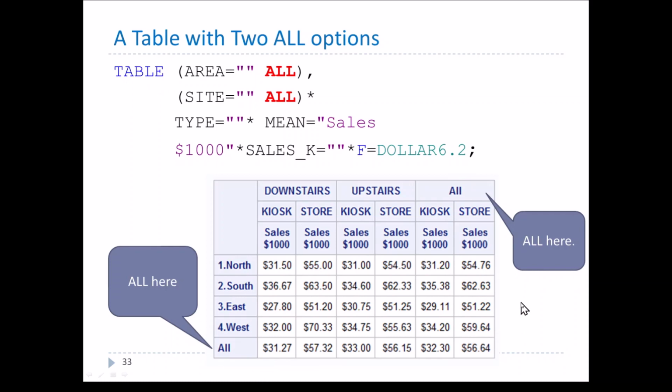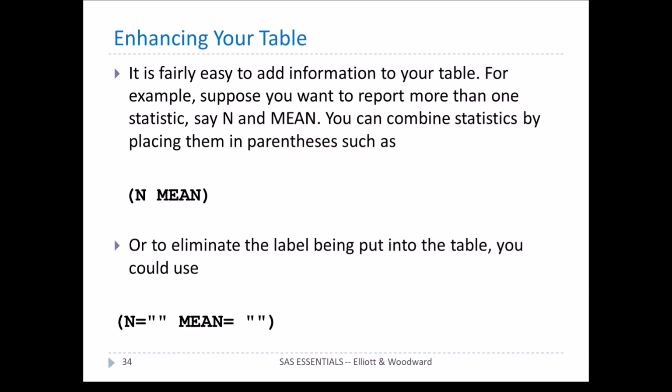So again, you can play around with those things and put the values wherever you want them to appear in your table. There are other ways that you can enhance your table, so it's fairly easy to add information to your table. For example, suppose you want to report on more than one statistic, say N and MEAN. You can combine statistics by placing them in parentheses, such as N space MEAN. Or to eliminate the label, you can say N equals blank blank, MEAN equals blank blank.